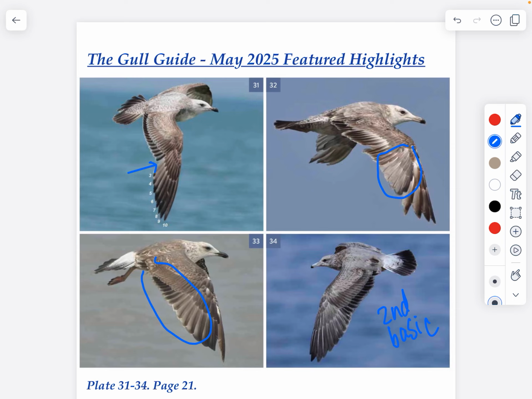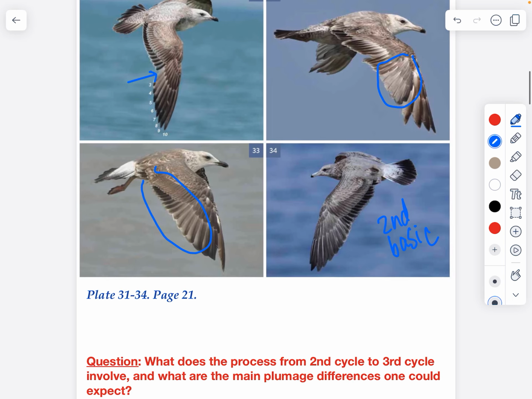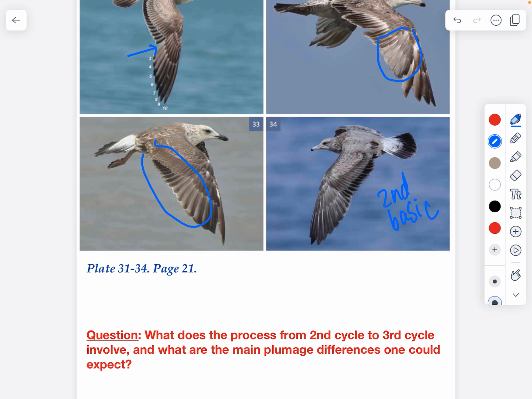So to continue with this notion of when does a molt cycle begin, in this video, I'd like to walk you through the transition from second molt cycle to third molt cycle. And the question we're asking today is, what does this process from second cycle to third cycle involve? What are the main plumage differences that we can expect when distinguishing second cycle and third cycle individuals?